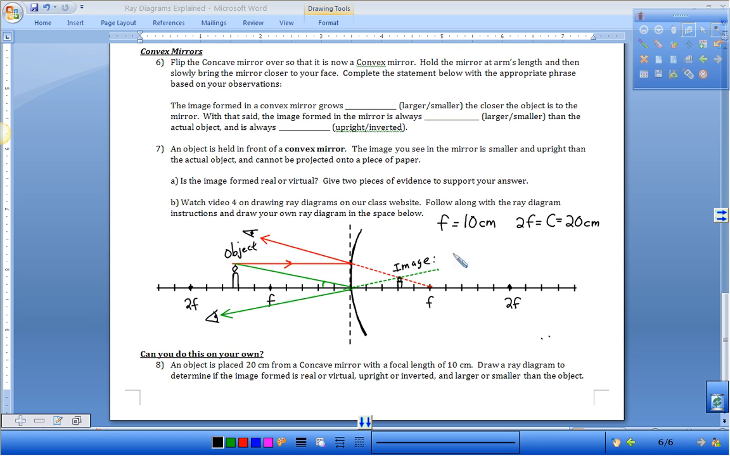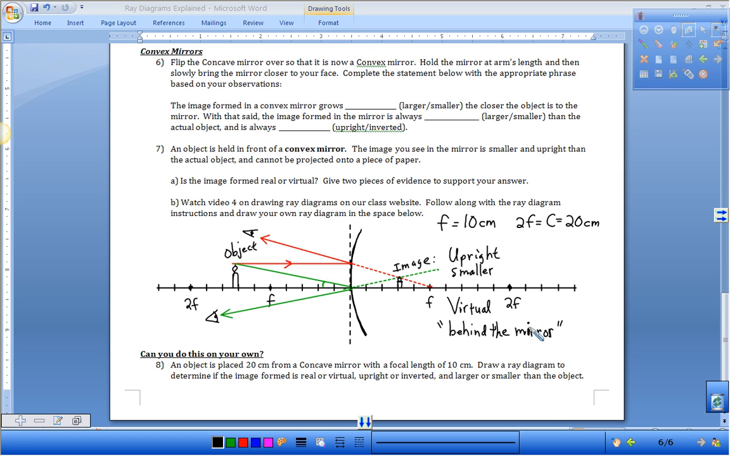All right, so my image is upright. It is smaller than the object. It is virtual because light doesn't actually meet there. Light rays don't reflect off the mirror and actually converge to this place. And finally, it is behind the mirror in terms of its location. We'll learn later how to calculate exactly where that is. But for now, we'll just write it as behind the mirror.